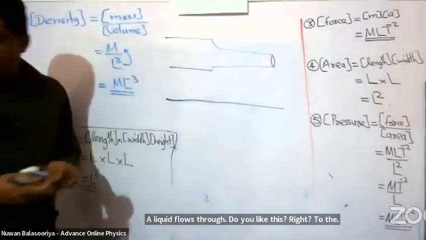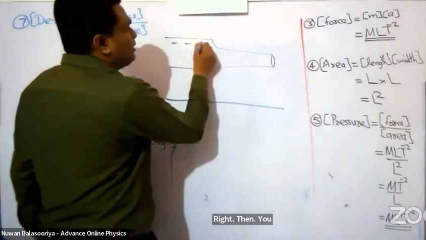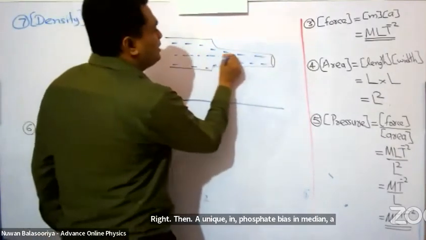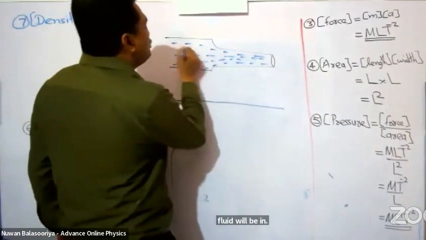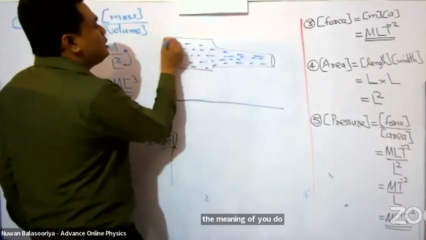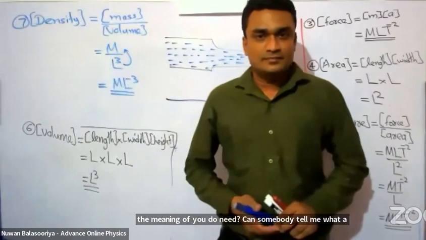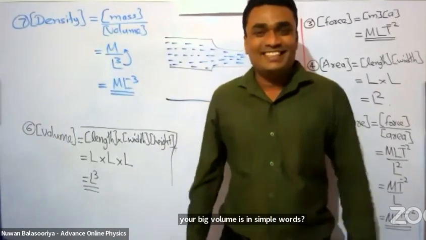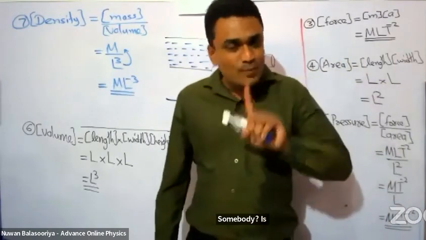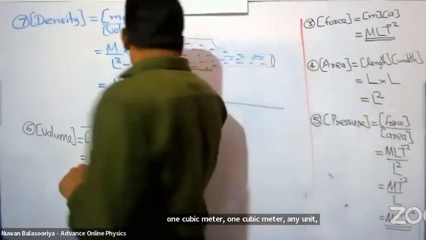Right. Then a unit volume of a fluid, what does it mean here? A fluid will be everywhere. The tube will be completely filled with the fluid. What's the meaning of unit volume? Can somebody tell me what a unit volume is in simple words? Somebody? It's not such a big case. A unit volume means 1 cubic meter. 1 cubic meter. Any unit, 1. That's the meaning of a unit volume, right?